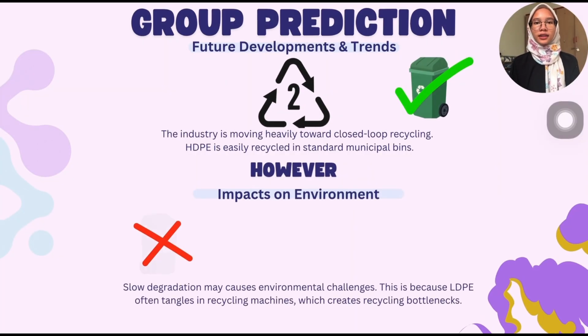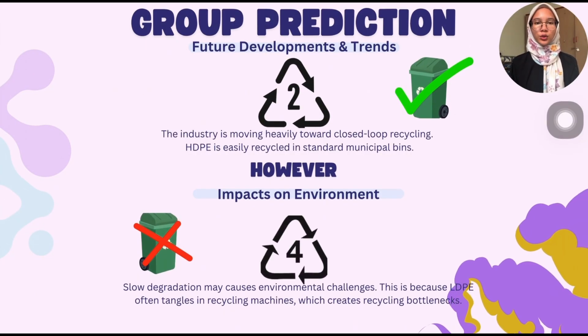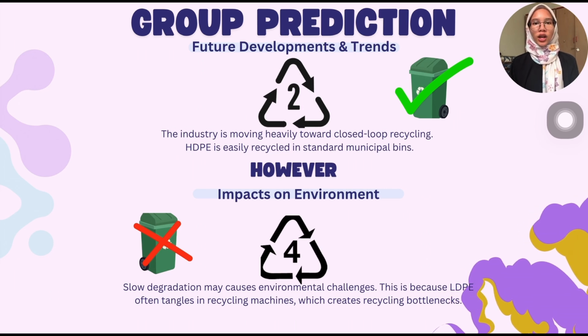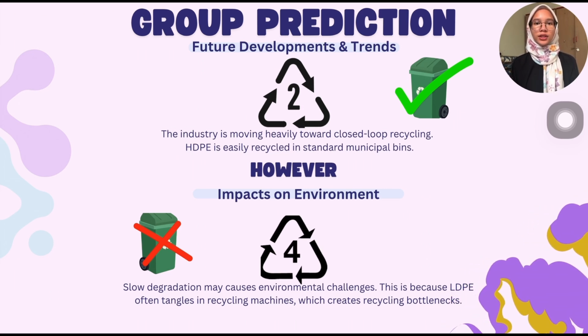Looking ahead, the industry is moving heavily toward closed-loop recycling, where plastics are recycled back into the same type of product again and again. The good news is that HDPE is easily recycled in standard municipal bins. Most cities accept HDPE containers with the number 2 recycling symbol, so it fits well into that future.